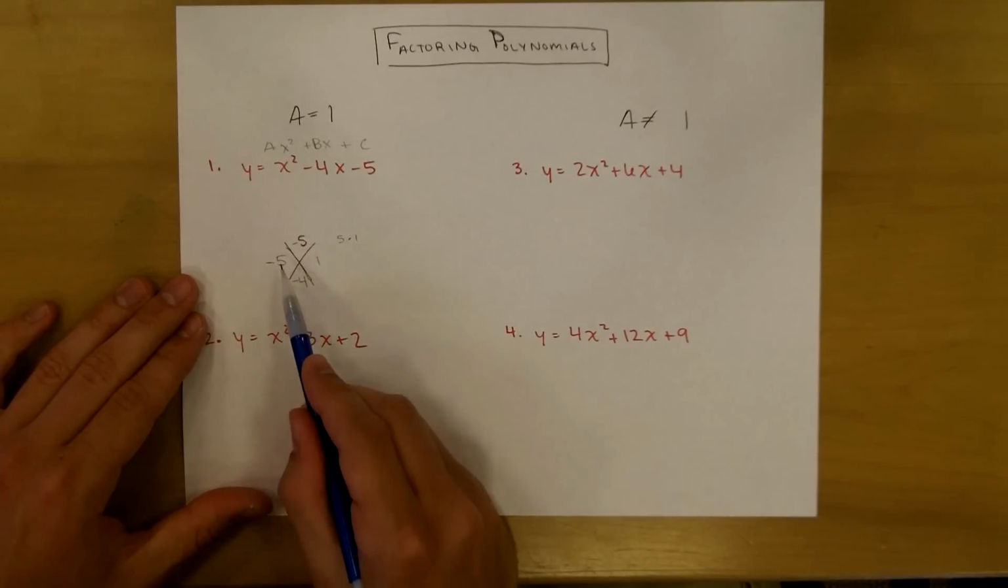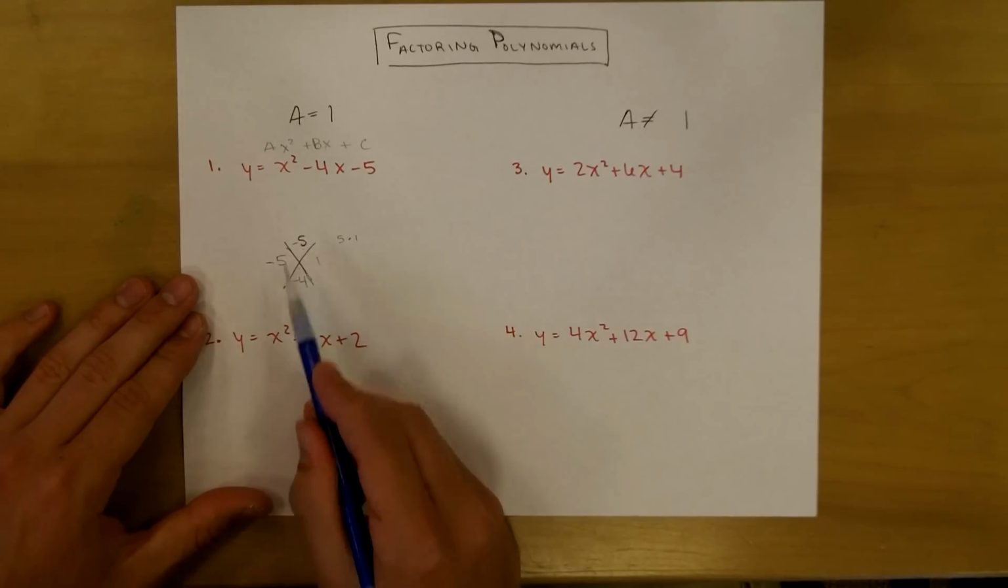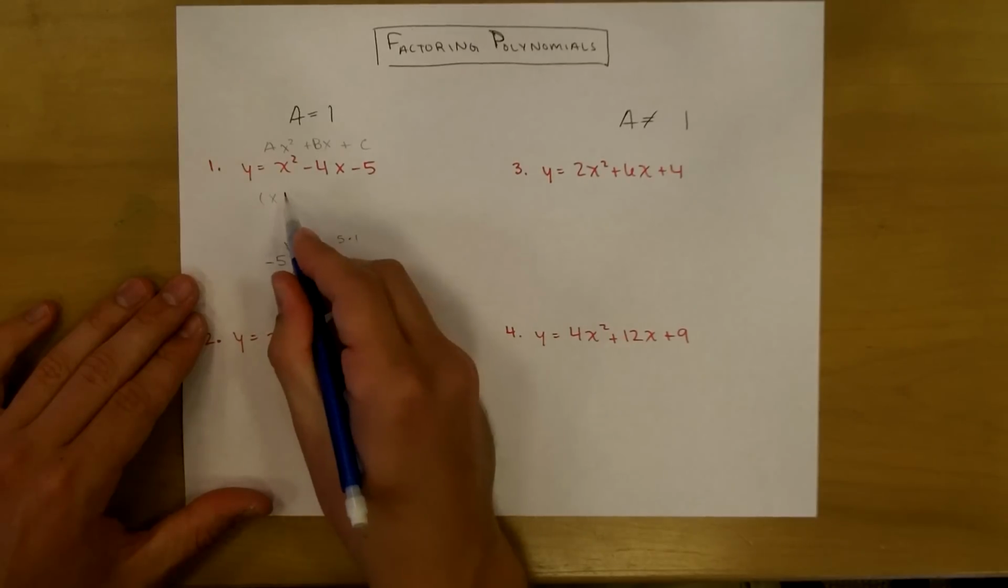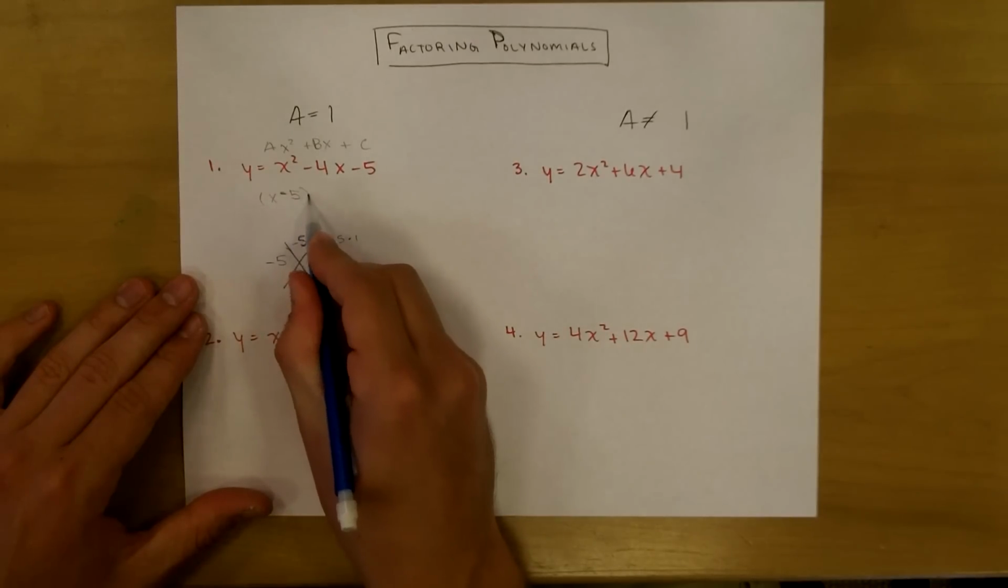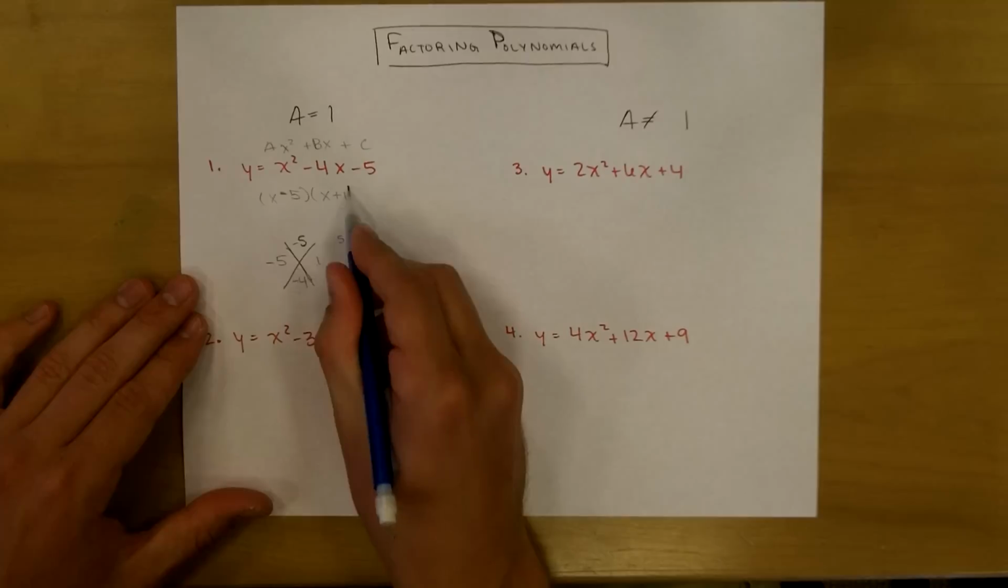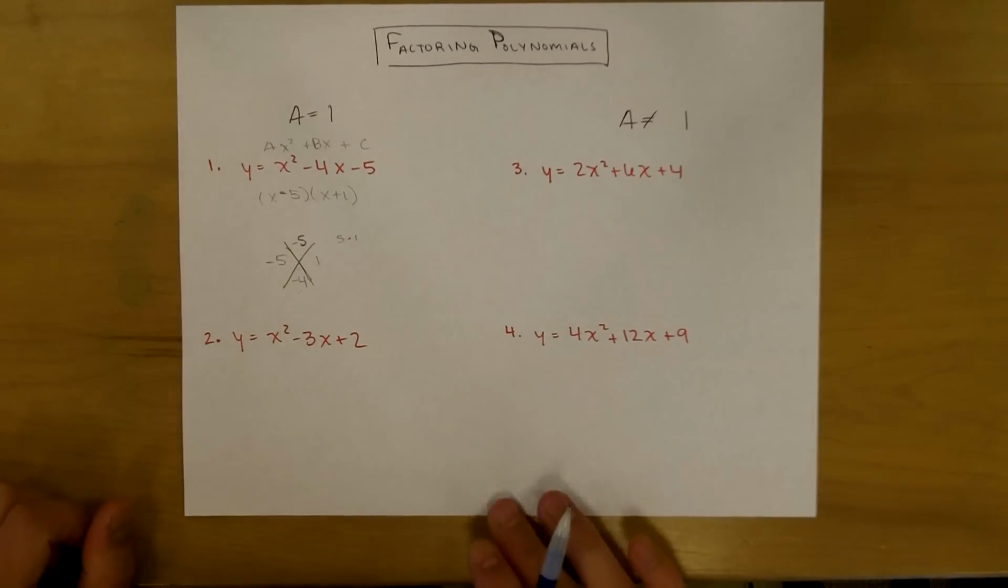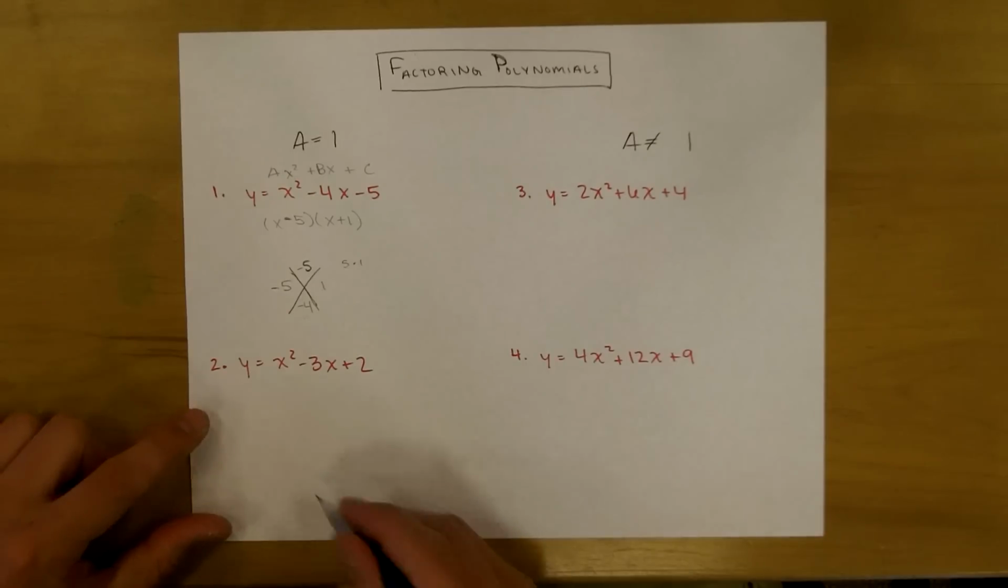So let's test it out. Negative 5 times 1 is negative 5. Negative 5 plus 1 is negative 4. So our answer is x minus 5 times x plus 1. That's our solution. Now let's look at our second example down here.